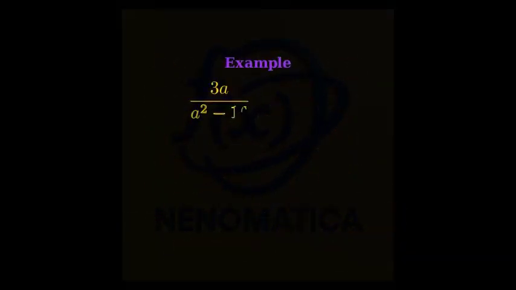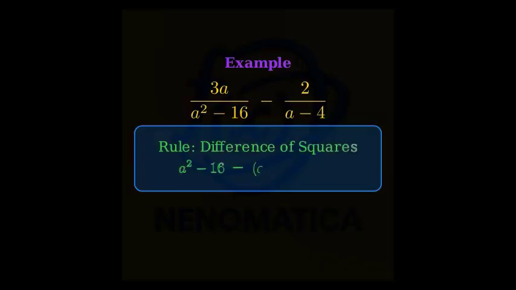We need to simplify the expression 3 over a squared minus 16, minus 2 over a minus 4. Step 1. We factor the difference of squares in the first denominator. a squared minus 16 equals (a minus 4) times (a plus 4).